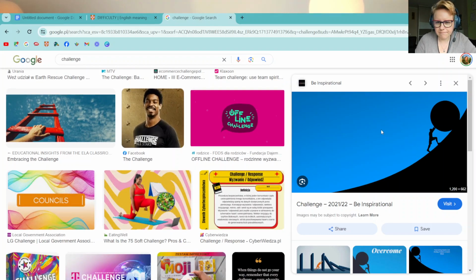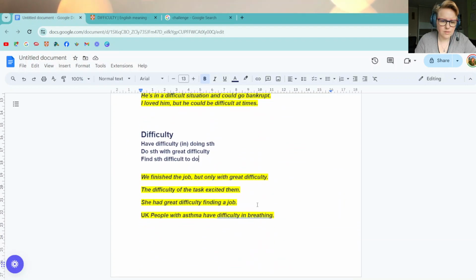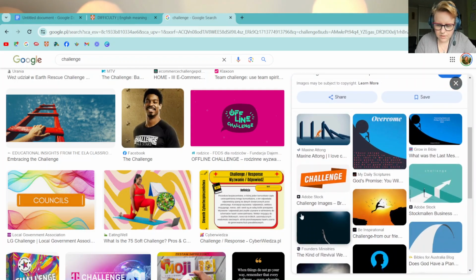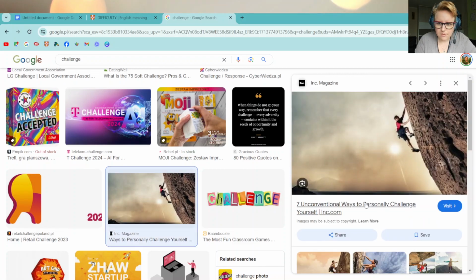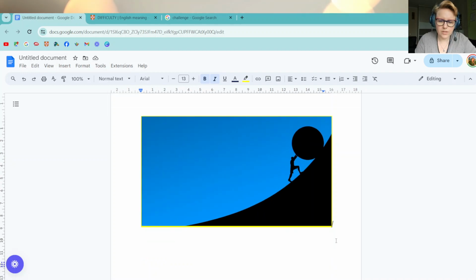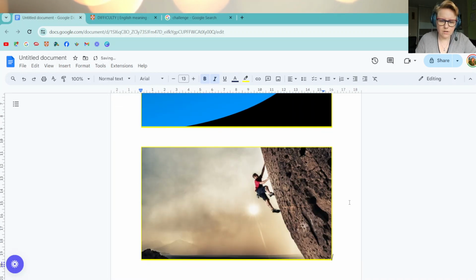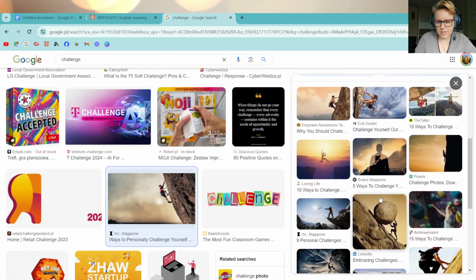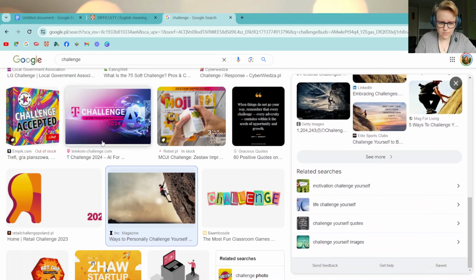Okay, let's say I will use this image, something that is challenging. Okay, I quite like these images with climbing a rock, because for me, I think that's very challenging. It's really hard. I mean, for me, that would be challenging because I'm afraid of heights and of big spaces, and it's really scary. So something that is really scary is challenging for you. Also, swimming is challenging for me because I'm really afraid of water.